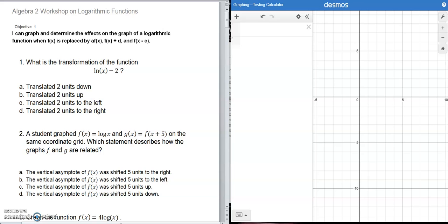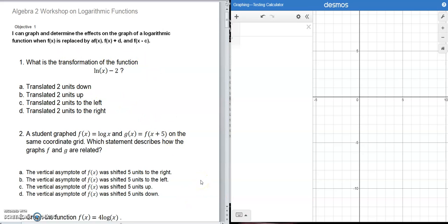Welcome back, everyone. Today we're going to have a workshop on logarithmic functions. In this workshop, we have four objectives. Objective number one, I can graph and determine the effects on the graph of a logarithmic function when f of x is replaced by all of these transformations.